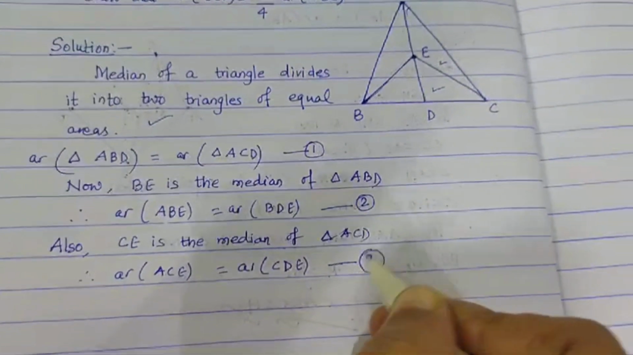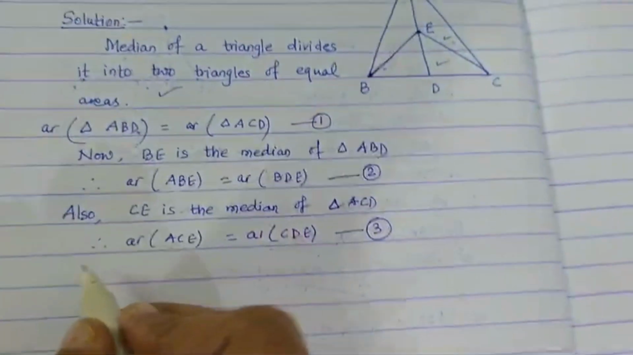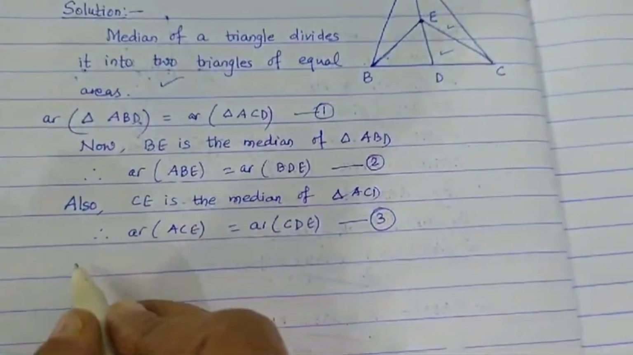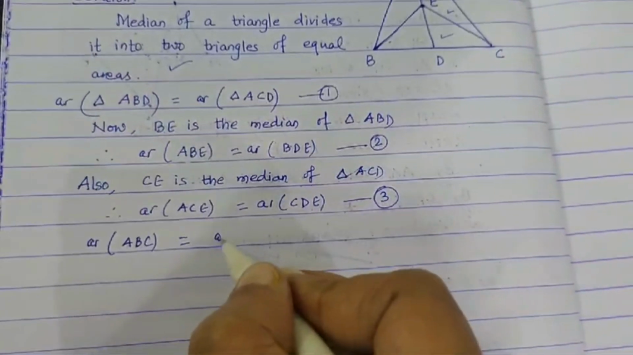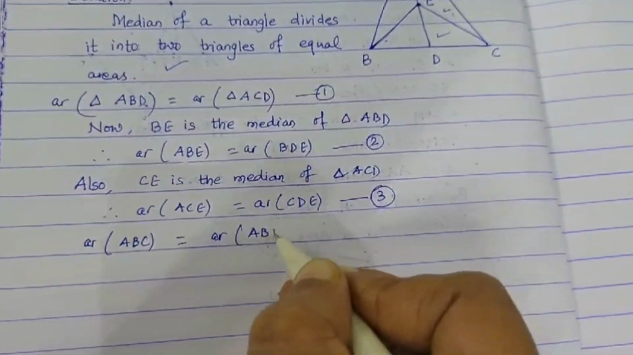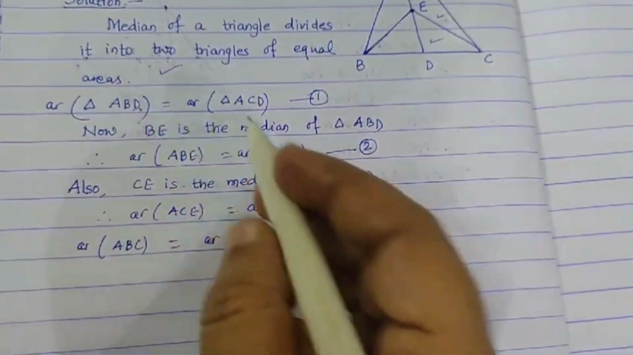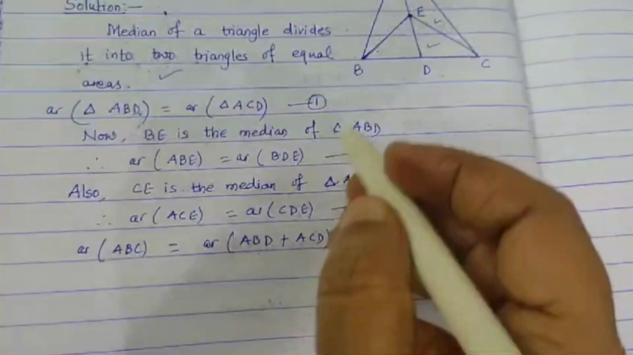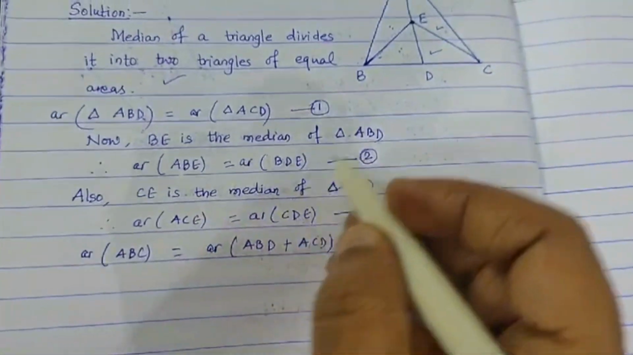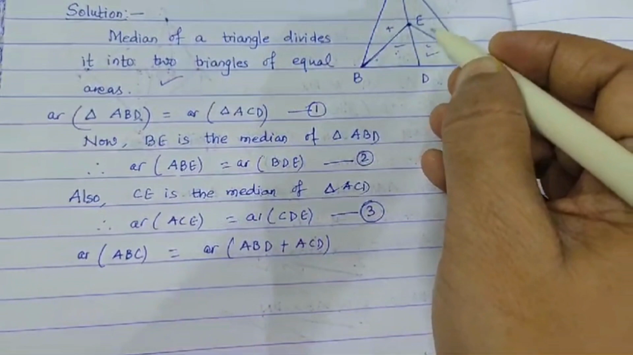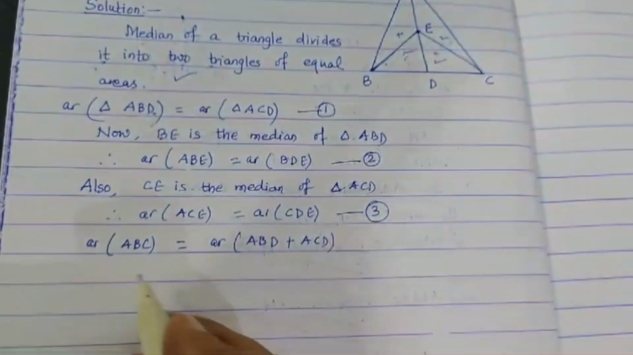Let us suppose this is third. Now area ABC equal to what? Area ABC is equal to area ABD plus ACD. Also ABD and ACD are equal, and ABD is also divided into two equal triangles. That means these four triangles are having equal areas.